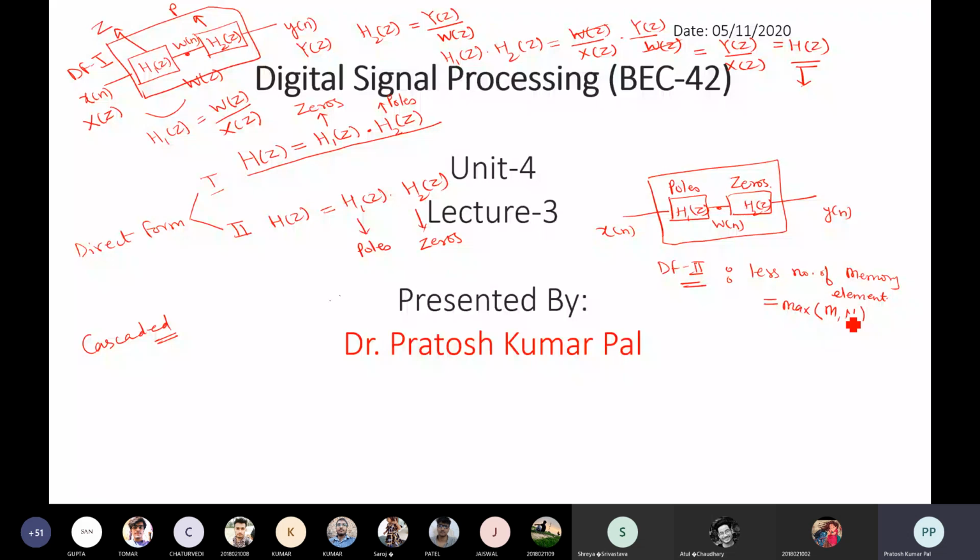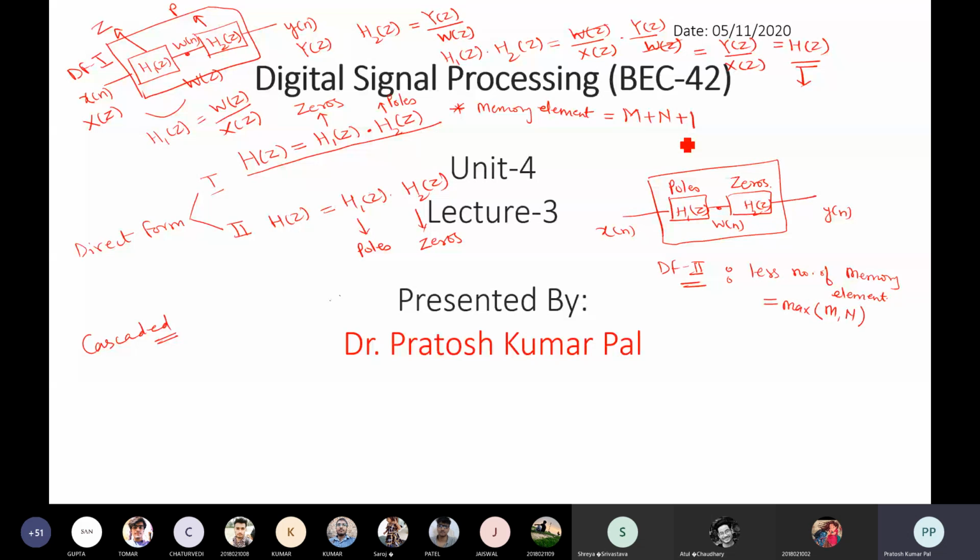Here m and n are the order of the numerator and the order of the denominator, or we can call them the number of poles and the number of zeros. These can be interchangeable. Out of these, whichever value is higher will be the maximum number of elements required. But in direct form 1, the number of memory elements required is m plus n plus 1.